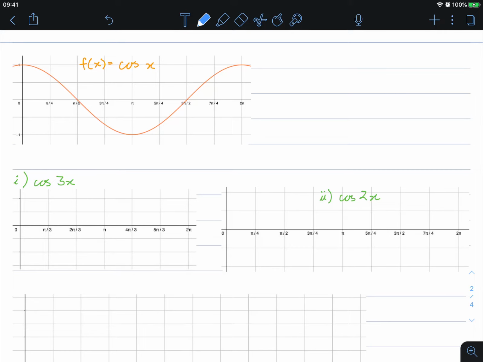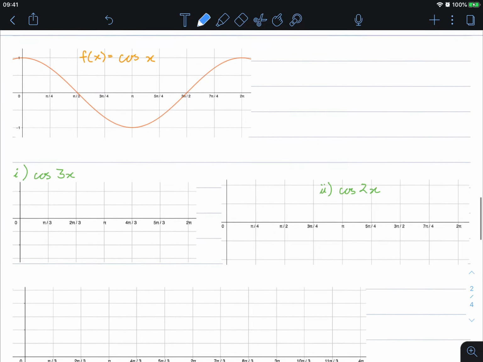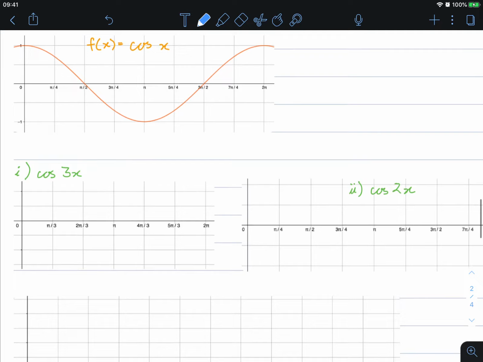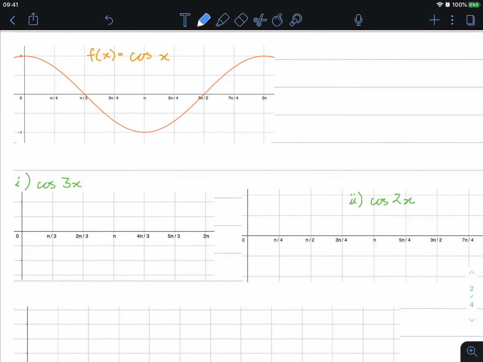Hello class, this is just another example on the period of a trigonometric function and how to graph them. So let's get straight to it. Let's do this first one, cosine 3x. Now, how difficult you make this, I'll just let you know right now.